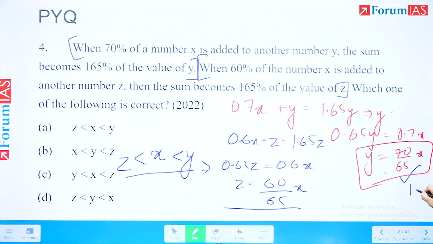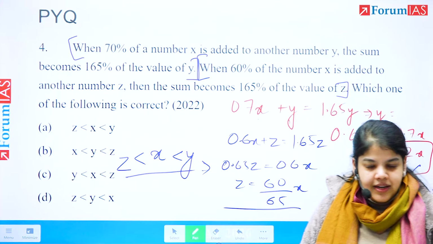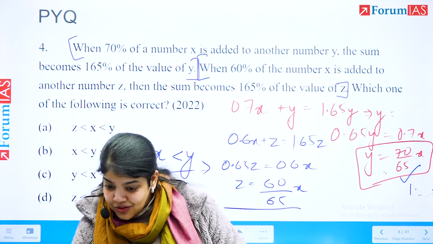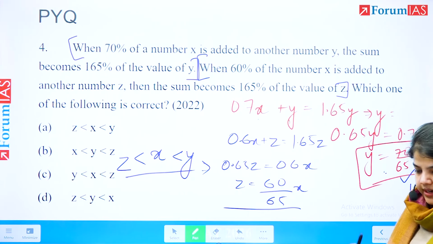Roughly this is 1 point something, right? 1.0 something. And this is 60 upon 65, smaller than 1. So we directly know. इसीलिए we should not try to put. We are good. Online everybody just has the right answer. Riya and Dhananjay: 0.6x plus z is equal to 1.65z. Correct.